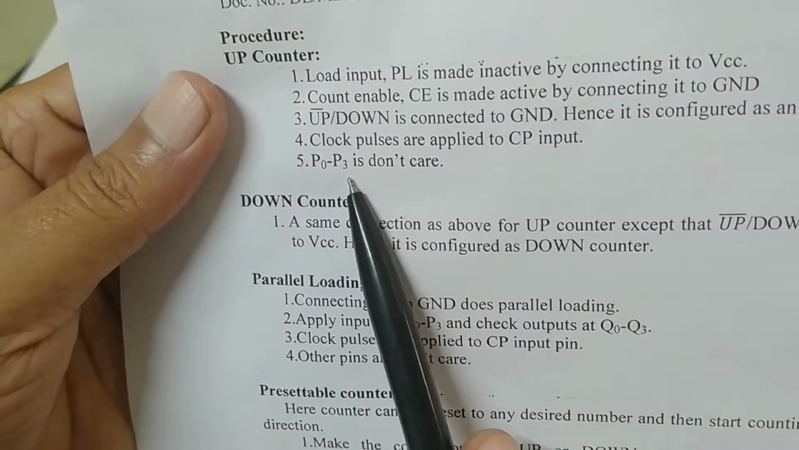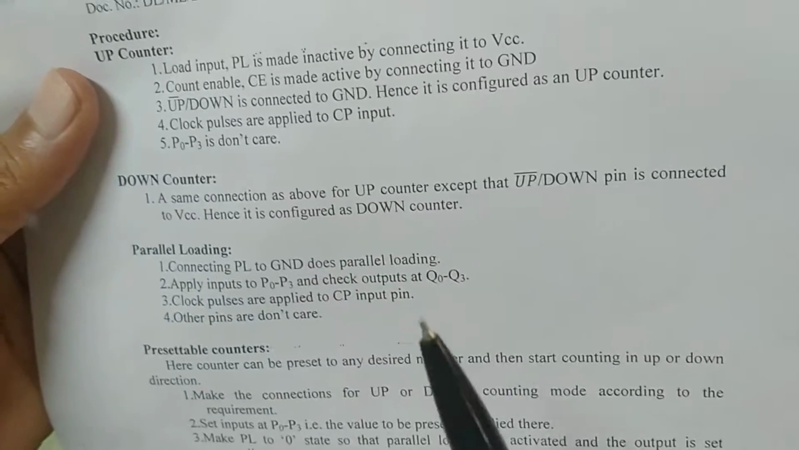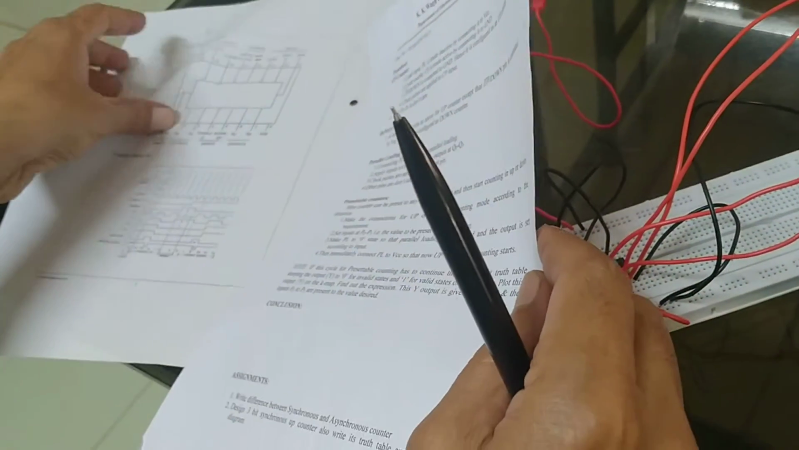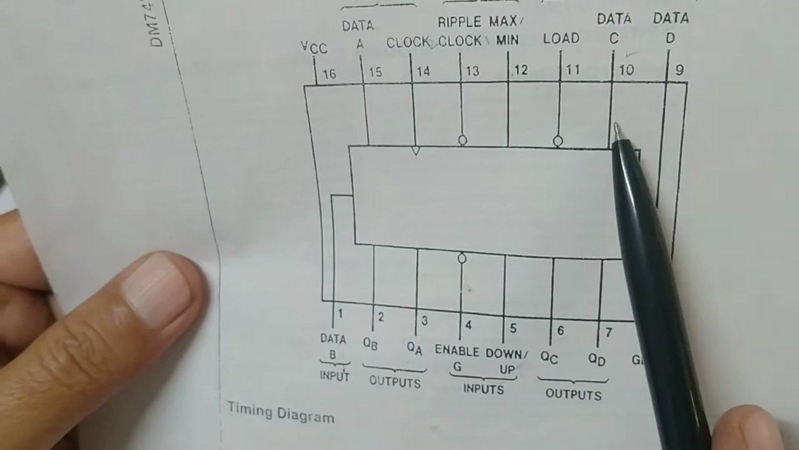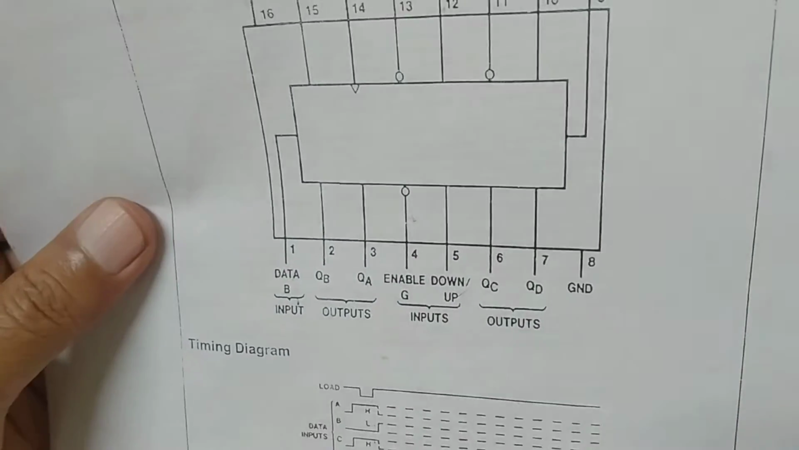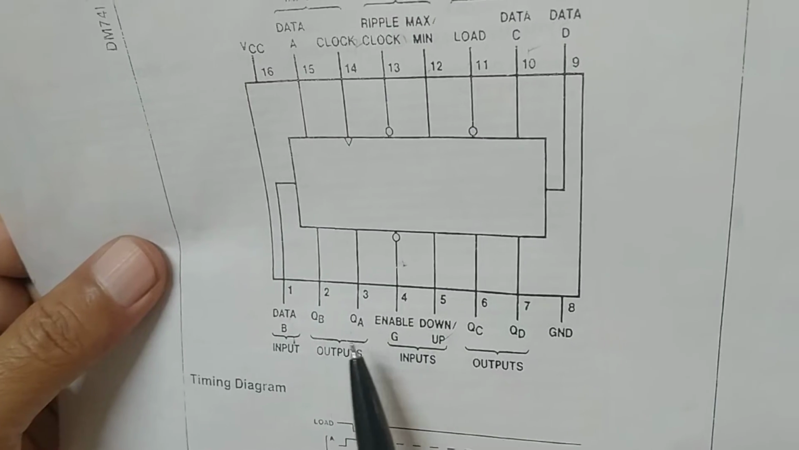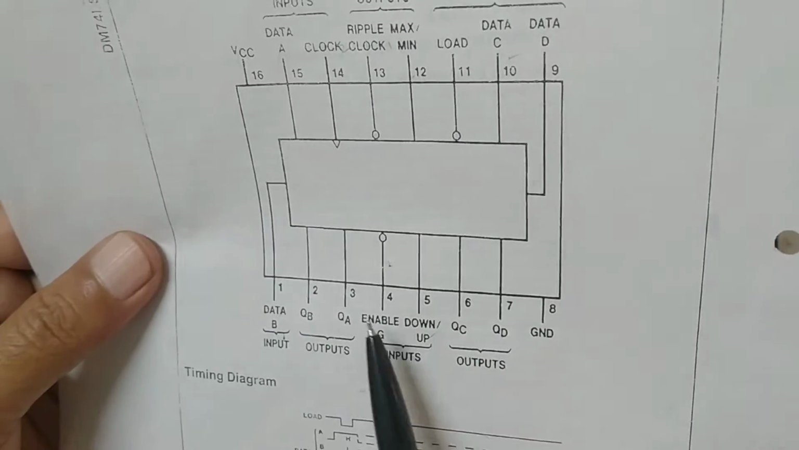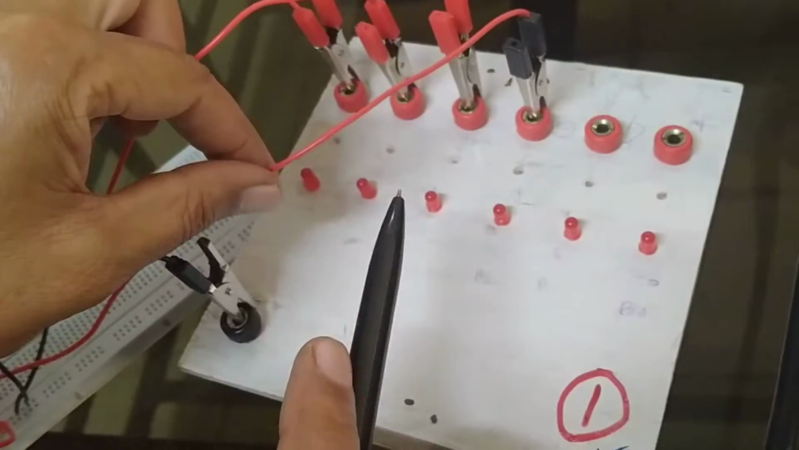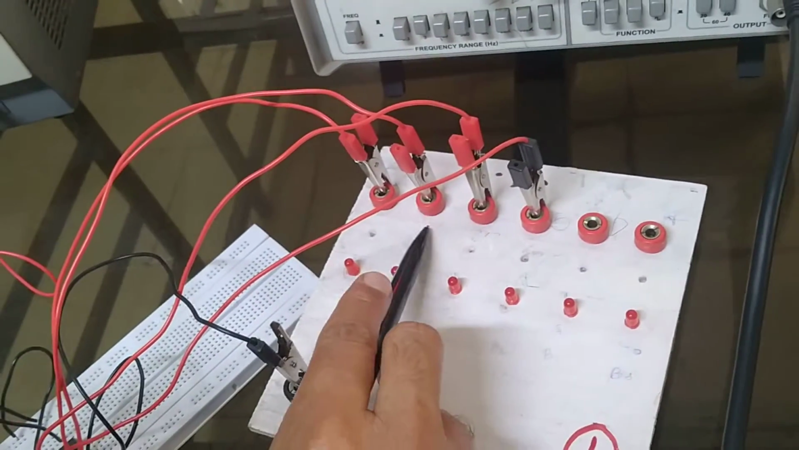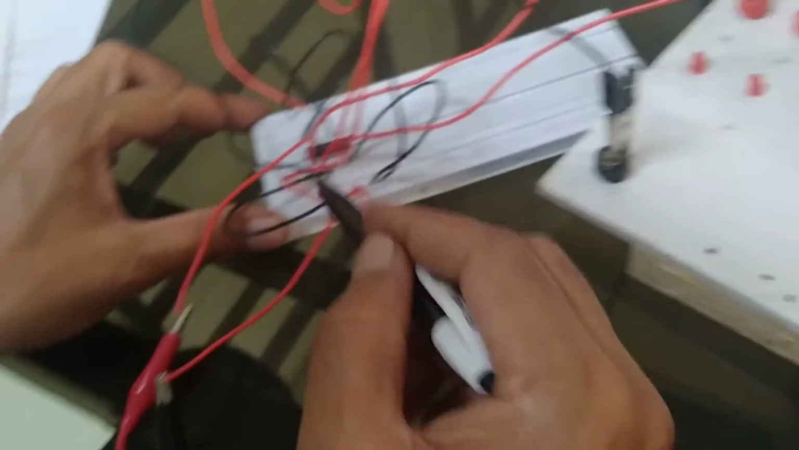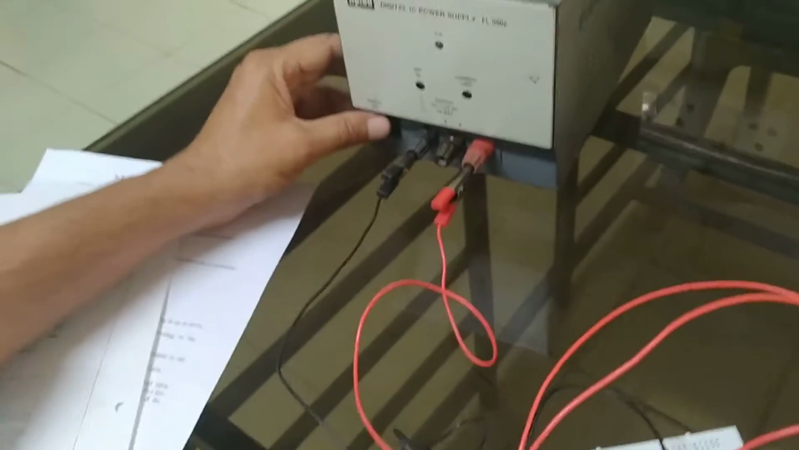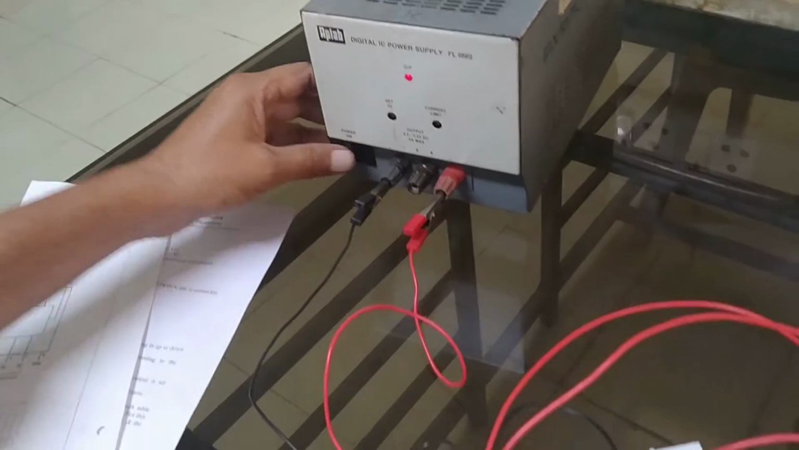Then we put P0 to P3 at don't care. These are the input pins 1, 9, 10 and 15, which we leave as don't care. We connect the LED bank to QD, QC, QB and QA. Here we have connected QA, QB, QC and QD. This one is the MSB, this one is the LSB. Then we have made all the connections. Now we will switch on VCC and see the counting.